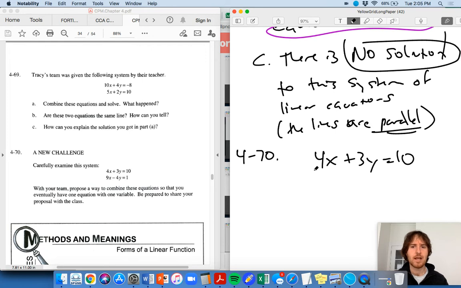Anyways, we got 4x plus 3y is equal to 10, and 9x minus 4y equals 1. With your team, propose a way to combine these equations so you can eventually have one equation with one variable. Well, we're doing elimination today.